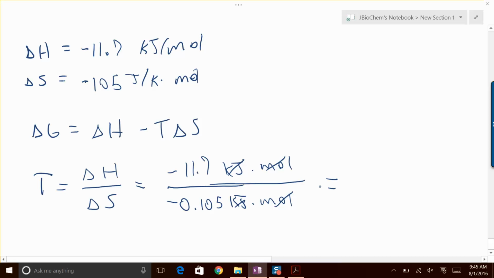Okay, what are you guys finding for the temperature here? Say it louder. 111.4. Okay, so I have 111 Kelvin, 111.4 Kelvin. All right, and that's going to be the temperature at equilibrium. So we haven't answered the question.